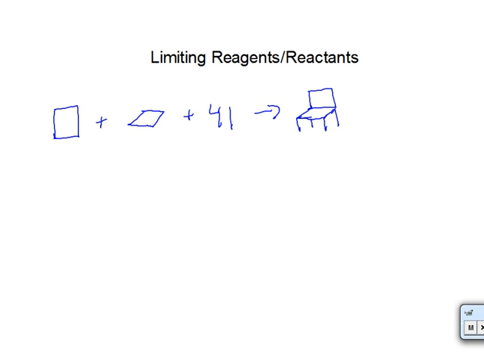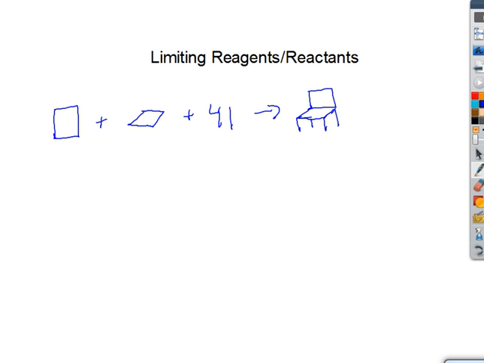Okay, so let's talk about limiting reagents, or sometimes they're also called limiting reactants. This is the last little bit of stoichiometry that we're going to go over. So if we go back to my chair example that you all loved from last time, to make a chair, you need one seat back, one seat, and four legs to create one chair.